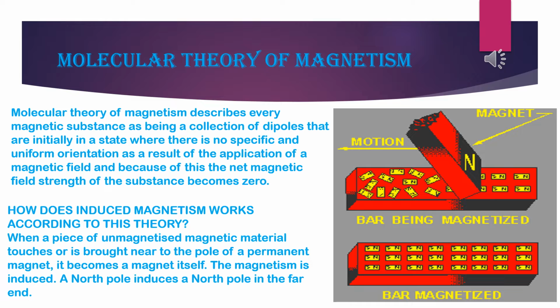Now, what is the molecular theory of magnetism? The molecular theory of magnetism describes every magnetic substance as a collection of dipoles that are initially in a state where there is no specific and uniform orientation, and because of this, the net magnetic field strength of the substance is zero.